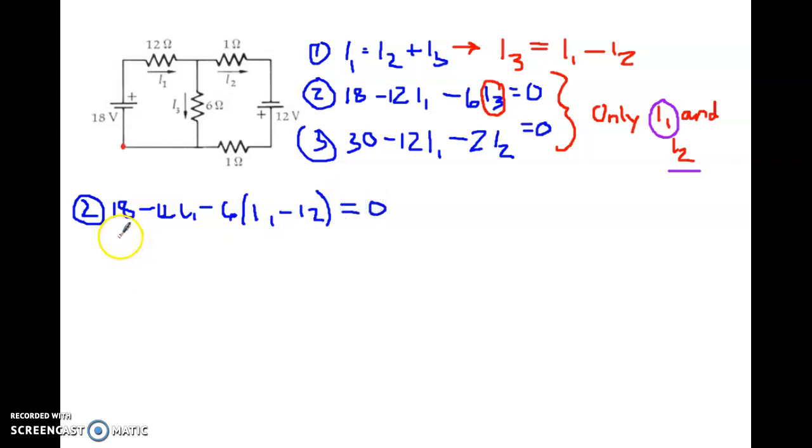If I combine like terms, what you'll notice is my 12 and my 6I1 combine together to give me minus 18I1. But here I've got to be careful. I've got a negative sign and a negative sign. So I don't have minus 6I2, I have plus 6I2. And what I want to do next is to remind you that in equation number 3, I also have only I1 and I2 showing. Look at that.